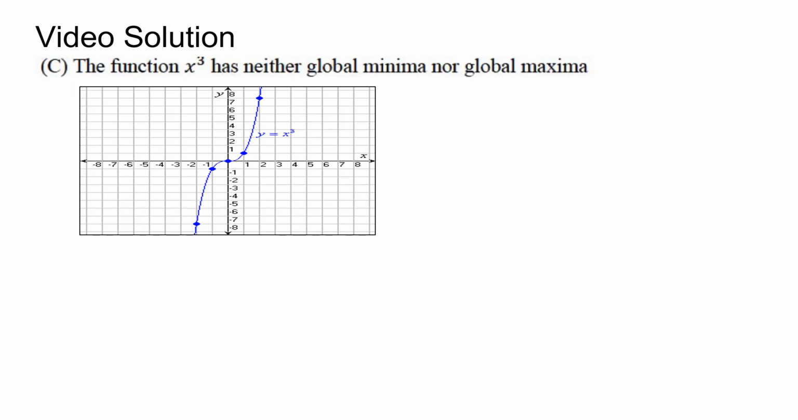So statement C is correct, because we can't clearly say where it will get its maximum value and where it will get its minimum value.